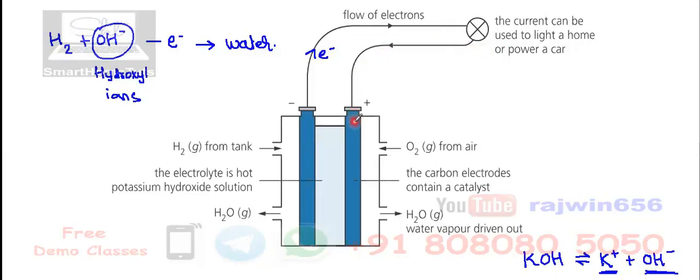These electrons are reaching back at the positive pole or the positive electrode. So over here, this oxygen gas is going to combine with these electrons along with water molecules to produce back hydroxyl ions or hydroxide ions. So what is going to happen at the opposite pole? We are going to have oxygen gas, that is O2, plus electrons which have reached back from here, plus water molecules. This is going to give us back hydroxyl ions.